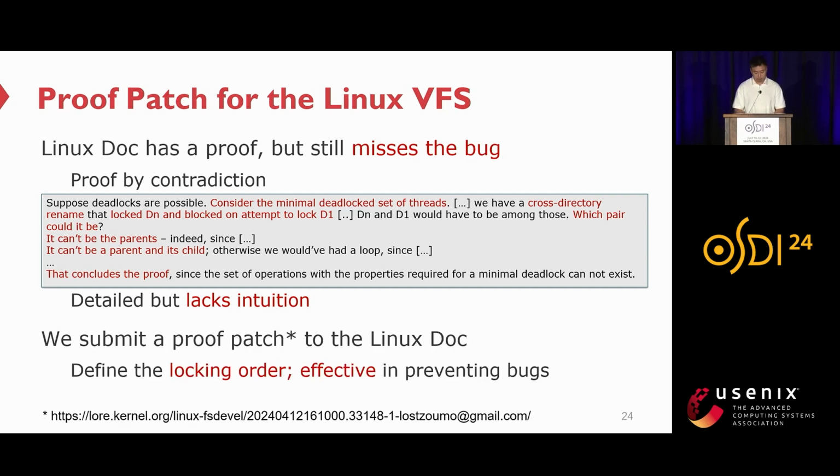To ensure such bugs won't happen in the future, we submit a proof patch to the Linux documentation. In this patch, we formally define the locking order that the locking rules want to enforce. If someone wants to change the locking rules, they would be forced to come up with the corresponding order that justifies deadlock freedom. Such a formal specification would be effective in finding and preventing bugs, as shown by our experience.